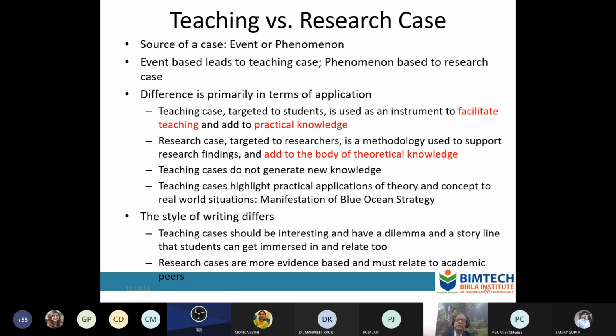Whereas a research case purely must generate some new knowledge. Don't write a research case if you cannot articulate it in such a manner that it leads you to something new. Similarly, no teaching case should be written if there is no dilemma. Just narration of what Patanjali has done for the last 5 years cannot be a teaching case because there is no dilemma, first thing.